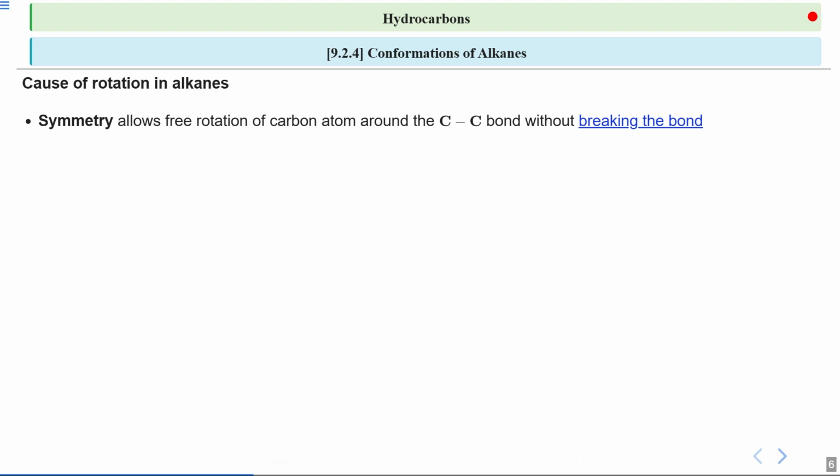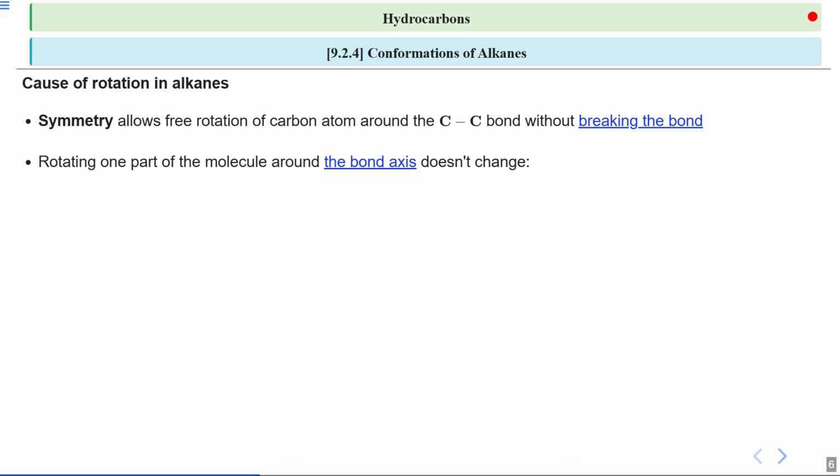So basically, since it is symmetrical, if you just rotate the carbon-carbon along the single bond, then due to this symmetry, the energy is not that much varied, and therefore you can do this rotation at room temperature. Or you can say you can observe this rotation at room temperature.